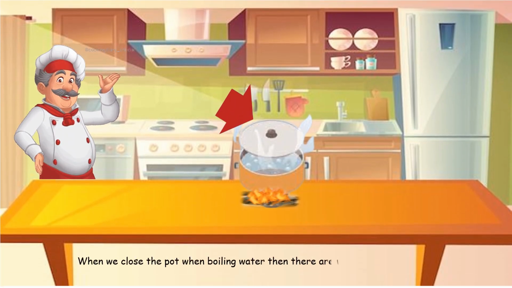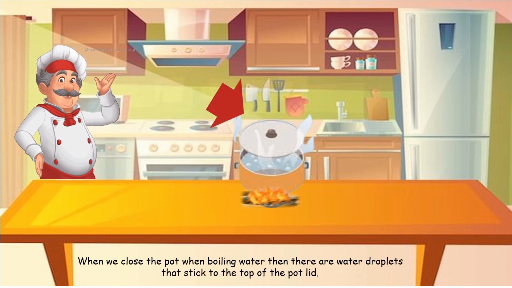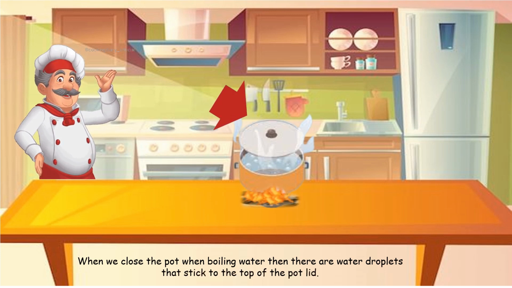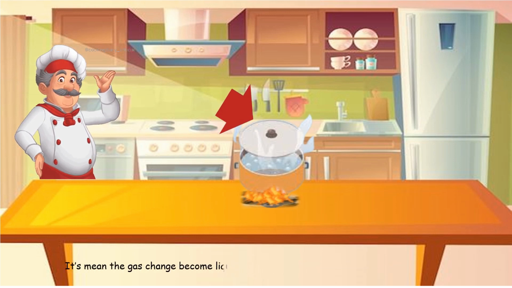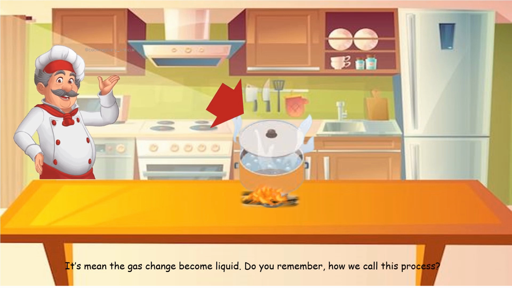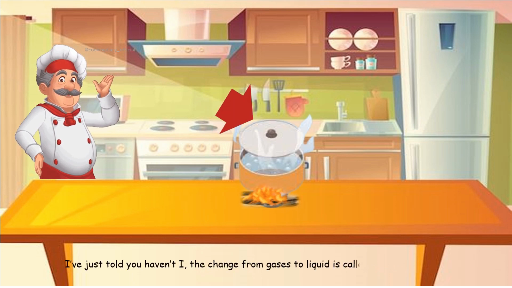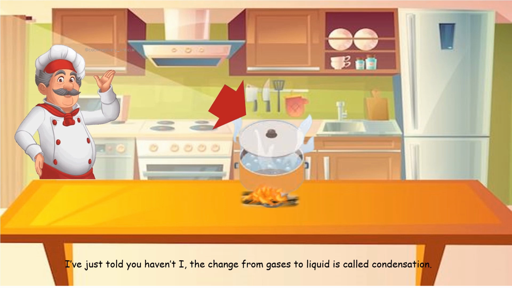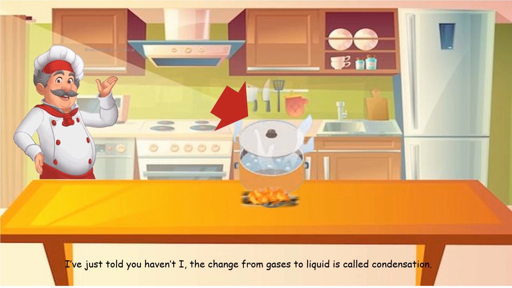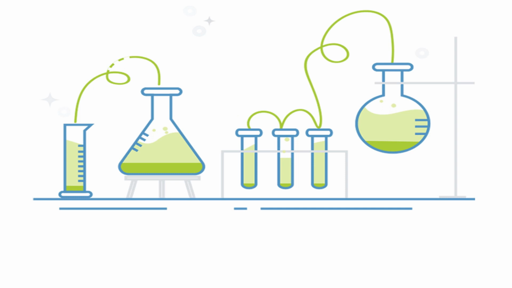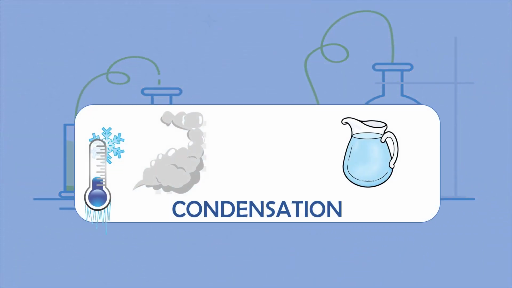When we close the pot when boiling water, water droplets stick to the top of the pot lid. It means the gas changes into liquid. Do you remember what we call this process? I've just told you, haven't I? The change from gas to liquid is called condensation. From gas to liquid, we call it condensation.